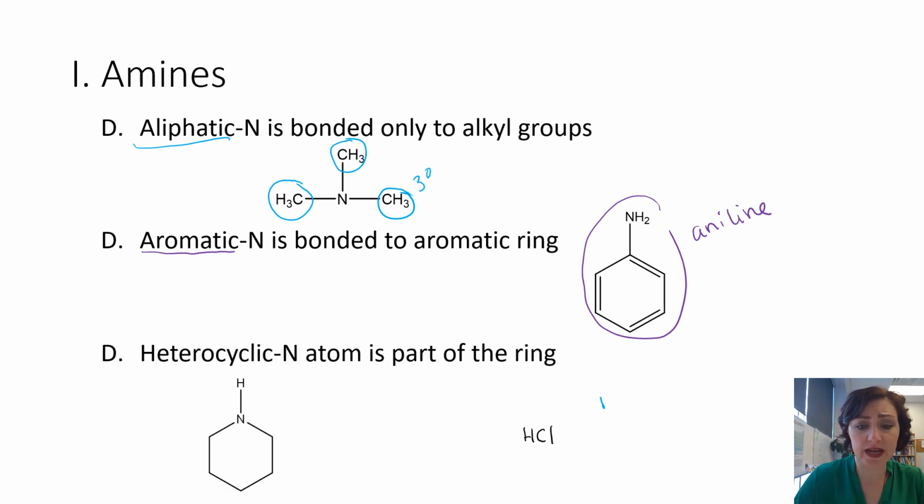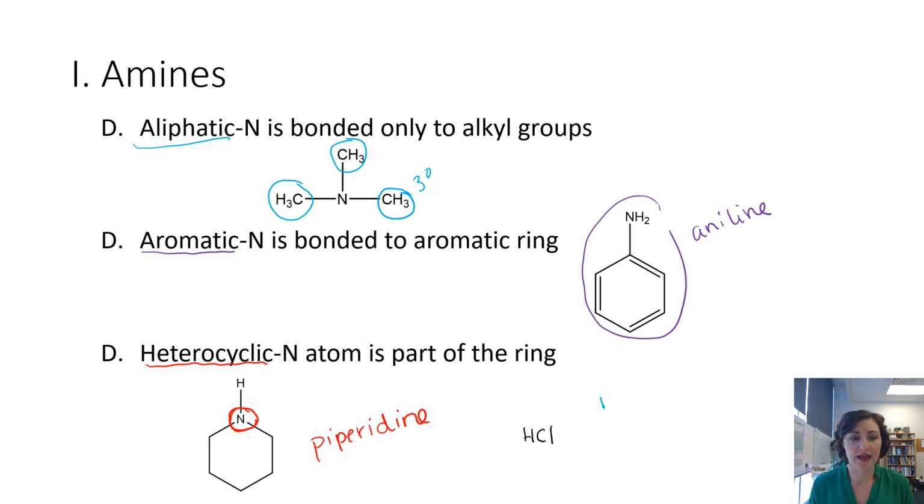And finally, we have a heterocyclic amine. And heterocyclic amines simply mean that you have a nitrogen as part of your ring structure. So instead of having a carbon, you have a nitrogen instead. This specific heterocyclic amine is piperidine. And this is found in peppers. We're going to talk more about this in class and some of the other interesting heterocyclic amines.